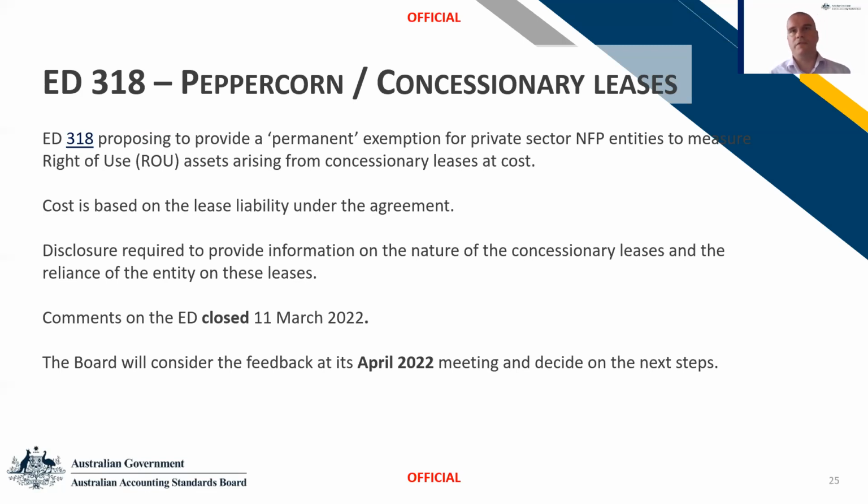The board decided to defer the decision on whether to make that accounting policy choice permanent or not at this stage for the not-for-profit public sector until the outcomes of other projects are considered, namely our local fair value measurement project that we are aiming to issue an exposure draft for shortly, as well as the AASB leases project phase 2, which is looking at concessionary leases. That feedback, as outlined, will be considered by the board at the April meeting as well.